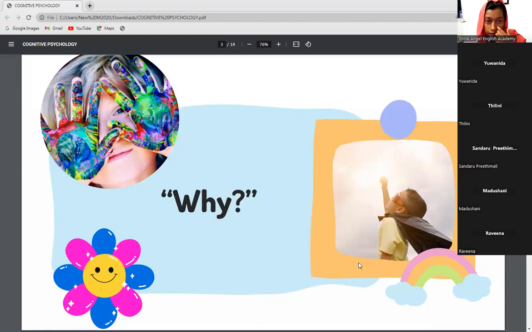So when the child asks the question why, try to answer. Always try to answer, okay? Why is the basic question of a child when you take a cognitive psychologist. The word why means the child is acquiring knowledge from you. So when they ask why, you have to always give them a proper answer. Right? Always give them a proper answer.